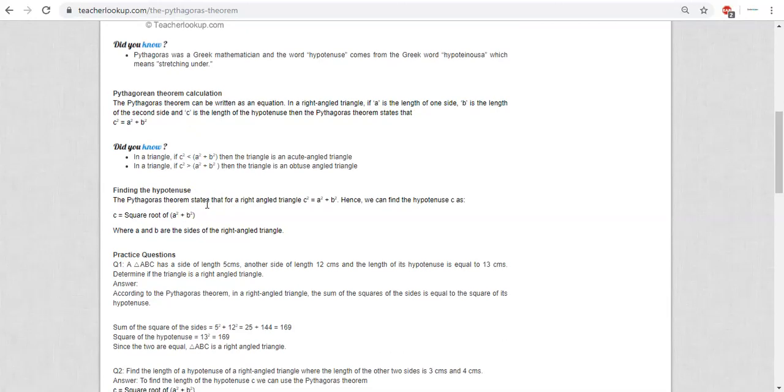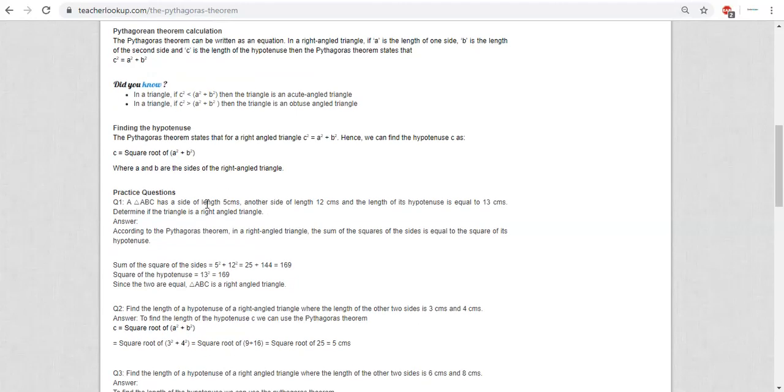Also, did you know, in a triangle, if C squared is less than A squared plus B squared, then the triangle is an acute angle triangle. In a triangle, if C squared is greater than A squared plus B squared, then the triangle is an obtuse angle triangle.